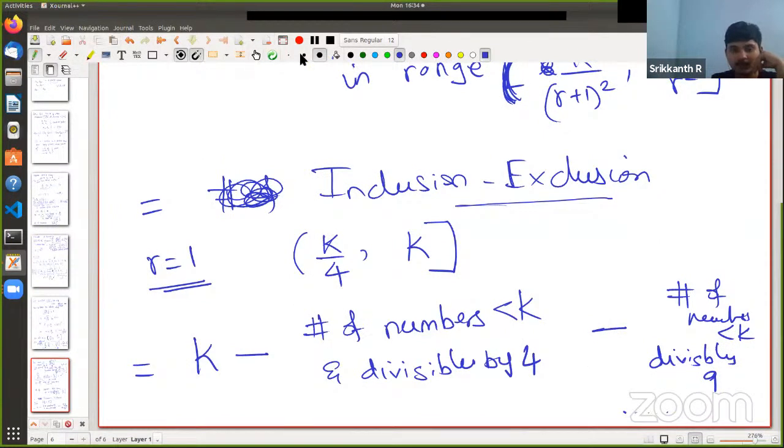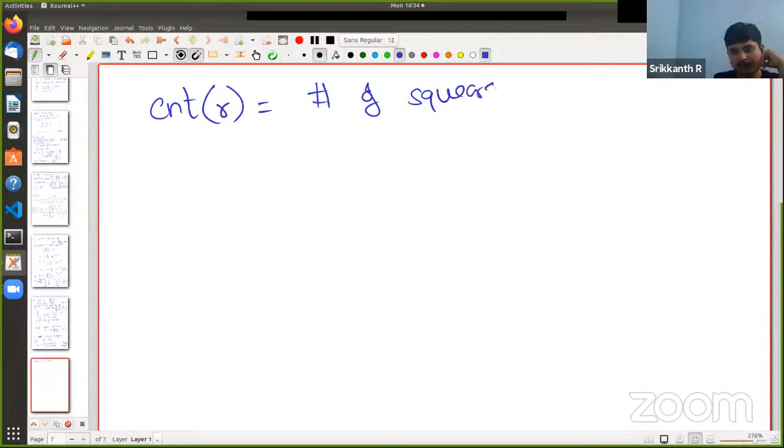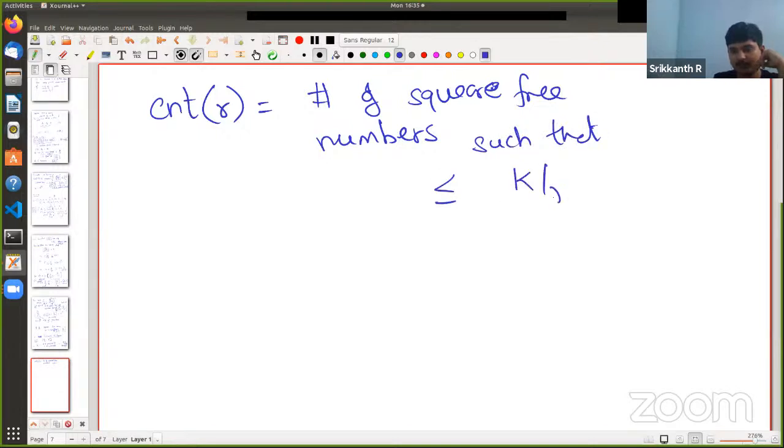That's one way to calculate it. But a more efficient way is, let's say, f of r is the number of square free numbers such that they are less than or equal to k by r squared.